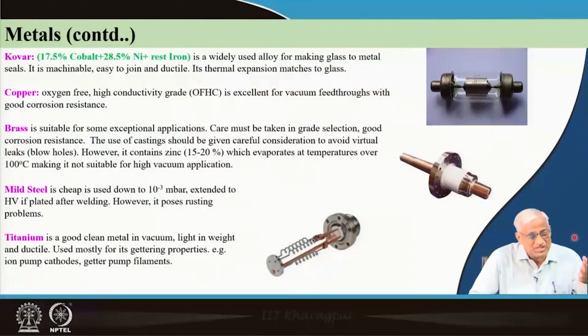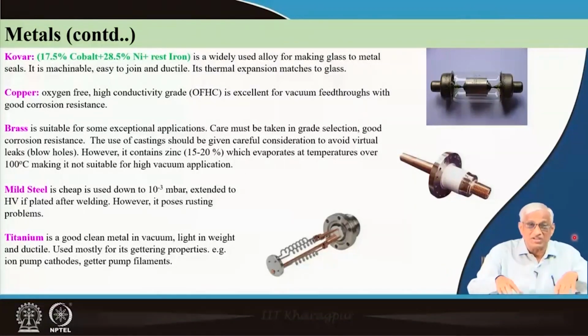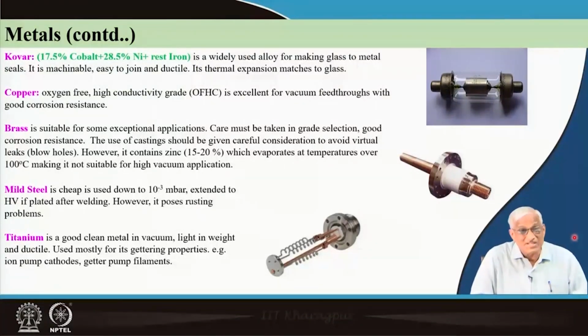Mild steel, as I told you, is ideal and cheap, but it cannot be used below 10 power minus 3 torr because it may produce some rusted things. Rusted things absorb a lot of water vapor when exposed. In the next run, it will create a lot of problems. Rusting is not allowed, as the surface finish will be spoiled.